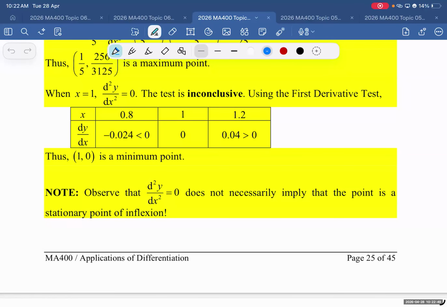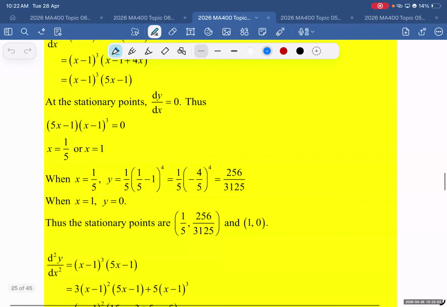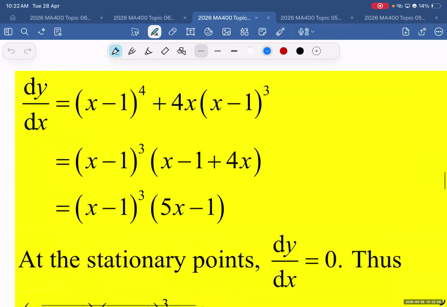Okay, listen. Now I go to question 4.5. If I look at this, now my dy dx looks like this. Let's make a judgment call from here. Is it easy to differentiate a second time? Yeah, so I'll do a second time.